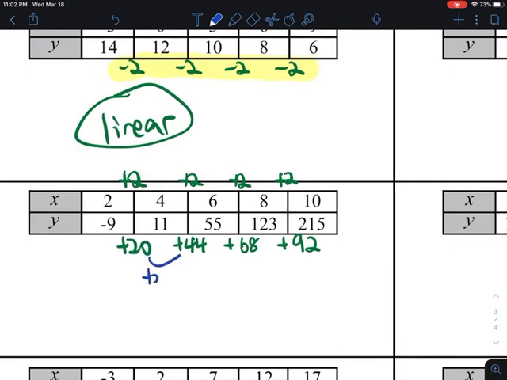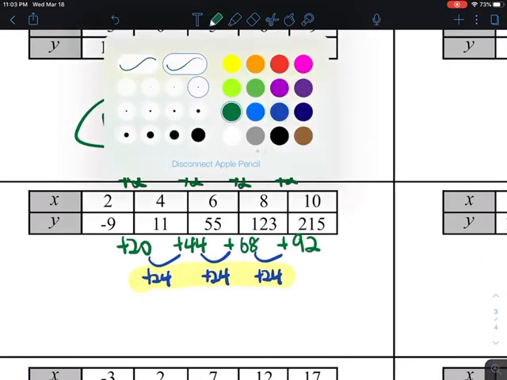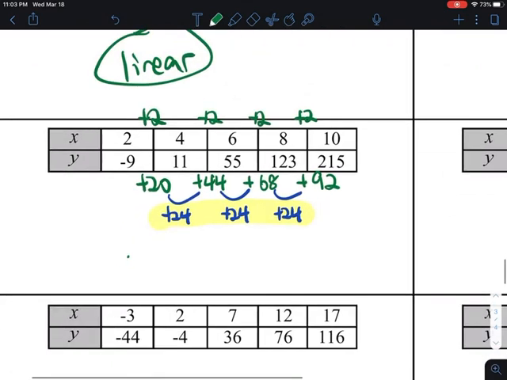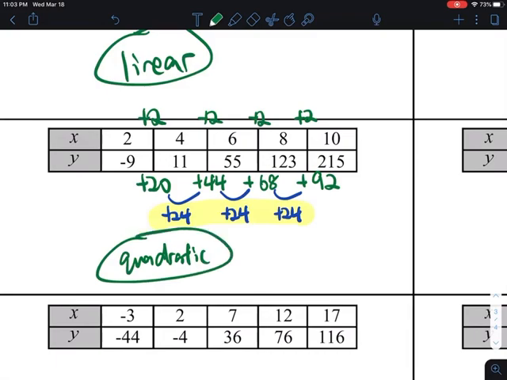From 20 to 44, I'm going +24. 44 to 68 is 24. And this is also 24. So we see that the second difference is constant, but the first difference is not. That tells us this is quadratic.